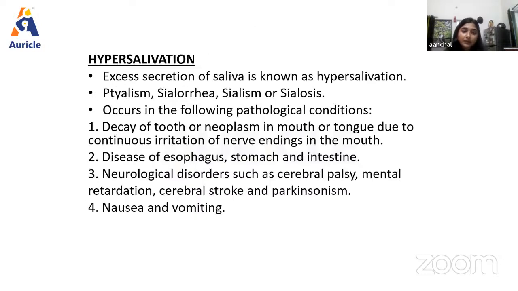Then next we have hypersalivation. As the name suggests, in hypersalivation there will be excessive secretion of saliva. Physiologically, hypersalivation occurs in pregnancy. In pathological conditions, it could be in conditions like ptyalism. Hypersalivation also occurs in decay of tooth or neoplasm, in disease of the esophagus, stomach, intestine, and during cases like nausea and vomiting also.